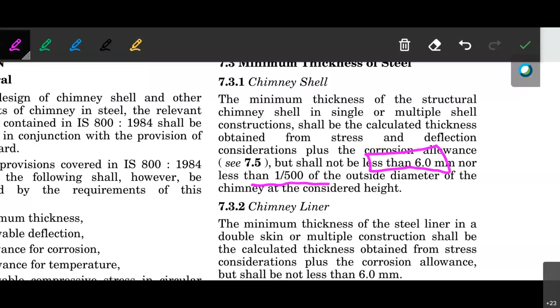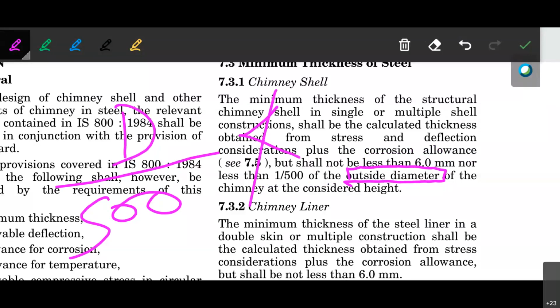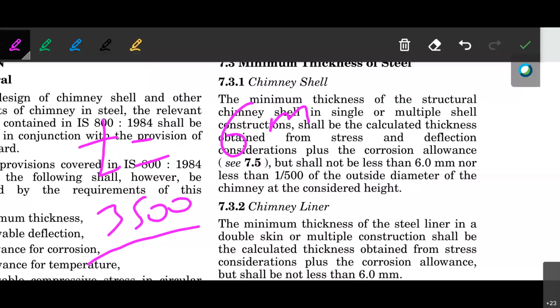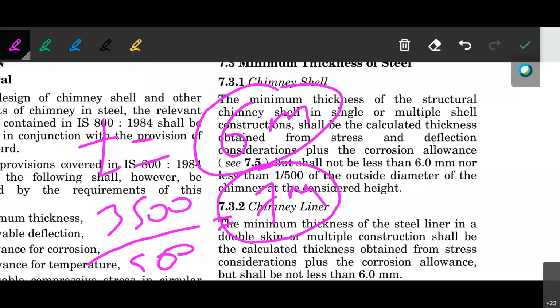Your thickness should not be lower than 6 mm, nor should it be less than 1/500 of the outside diameter of that particular section. That means the outside diameter D divided by 500, the thickness should not be less than that value. While calculating the thickness, at the start, at the top, assume 6 mm, or in our particular problem D is 3500, divided by 500 that equals 7 mm. So of these two, the minimum is what you have to consider for the top section. Therefore considering it as 7 mm, okay, not 7 meter, 7 mm.